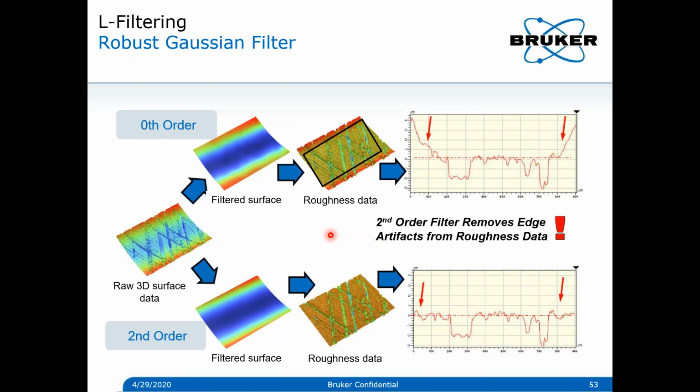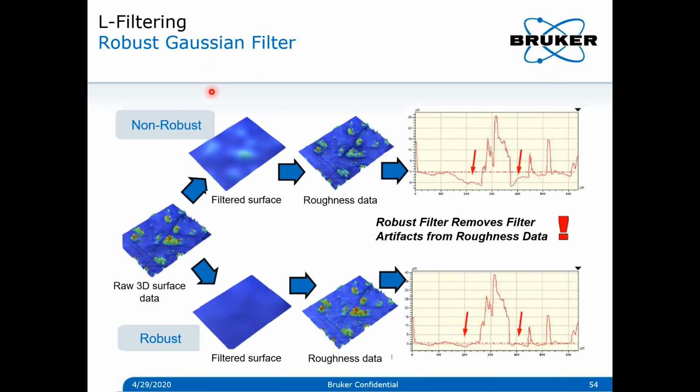Choose your filters wisely. Now, moving on to the robust Gaussian filter, between the non-robust and robust Gaussian filters. So let's start with the raw 3D surface data and then with a non-robust one. So this will give a waviness profile and a surface profile over here.